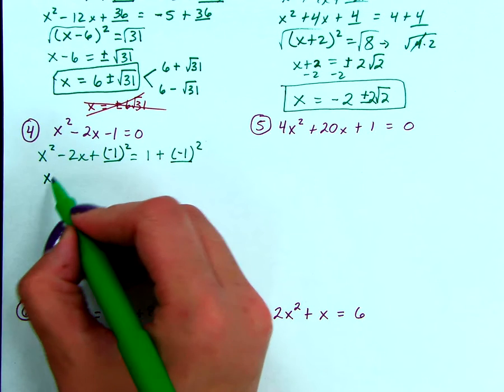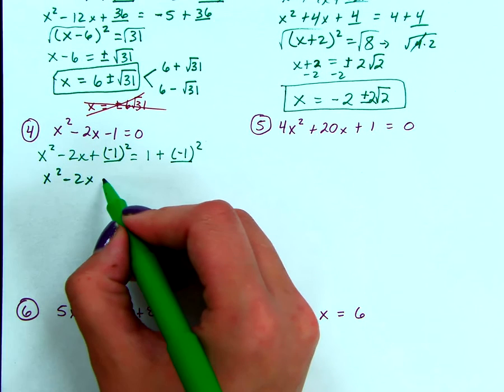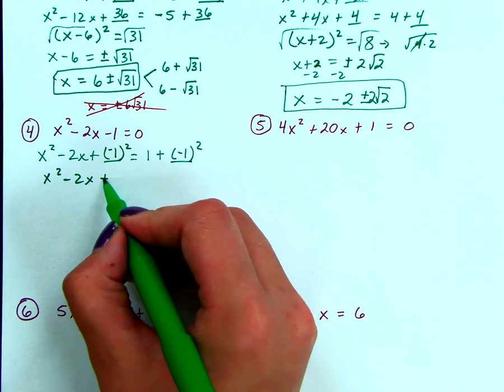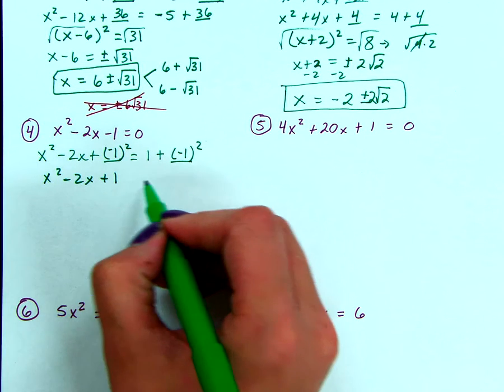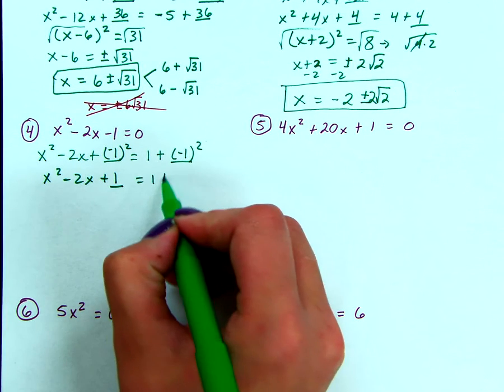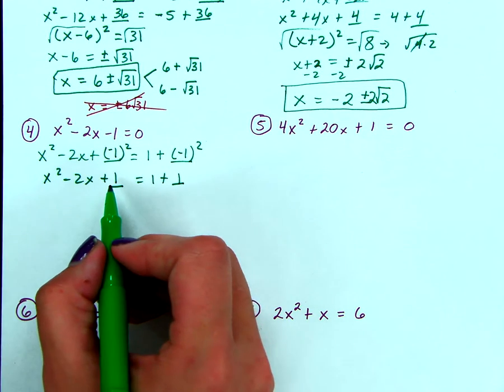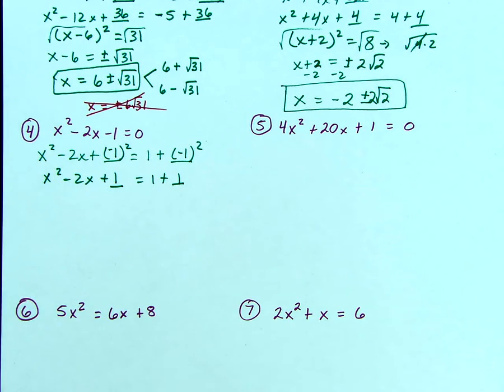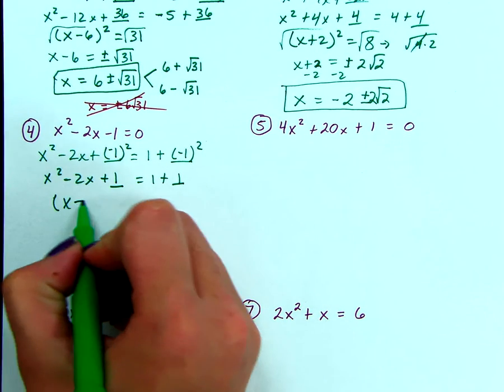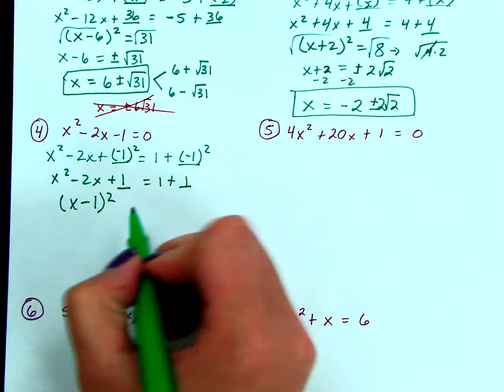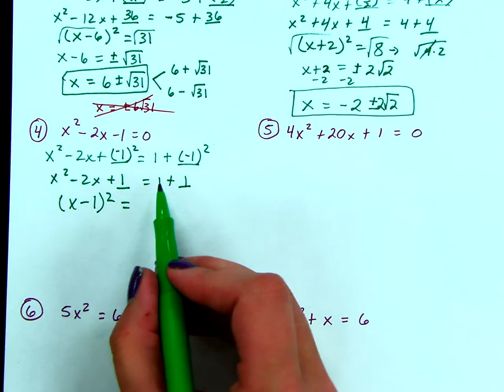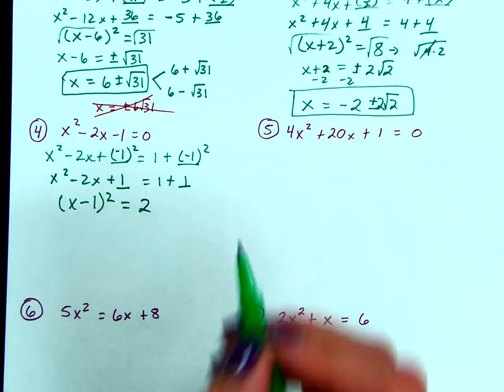So that would be x squared minus 2x plus 1, because negative 1 squared is a positive 1. And then 1 plus 1 on this side. So if we factor, two numbers that multiply to be positive 1, add to be negative 2, would be x minus 1 and x minus 1. So x minus 1 squared equals, and then 1 plus 1 is 2.